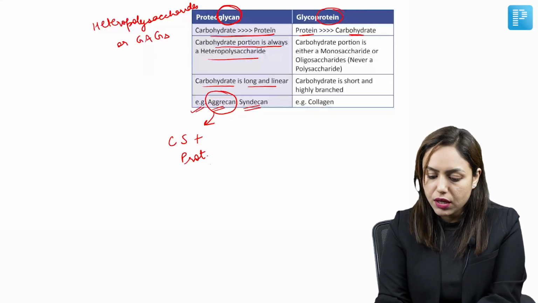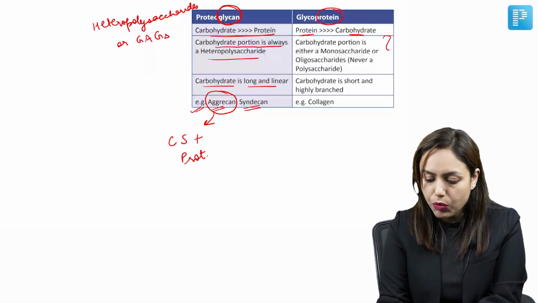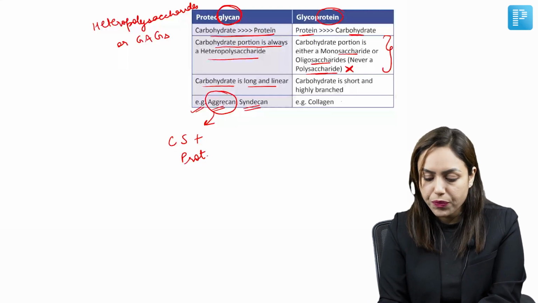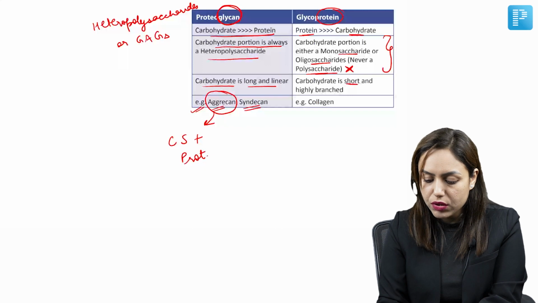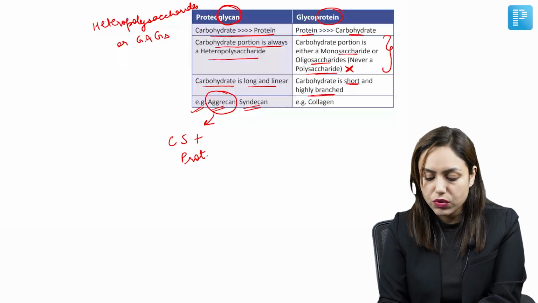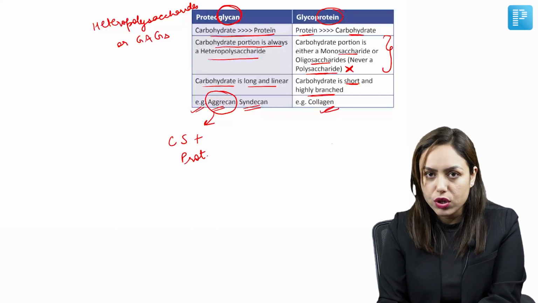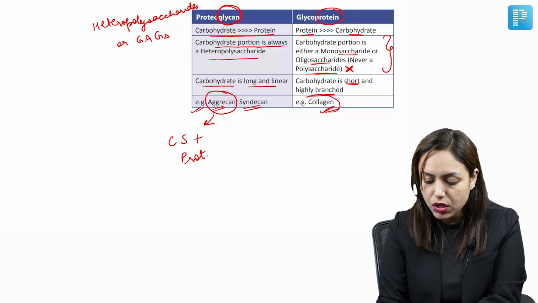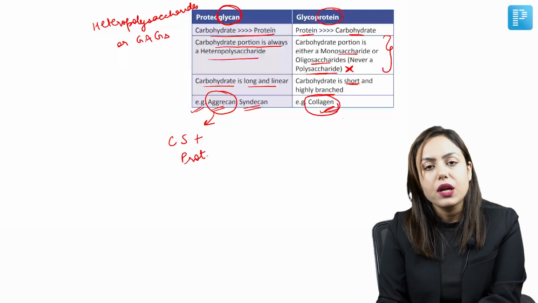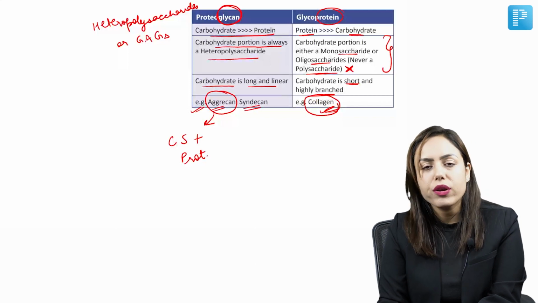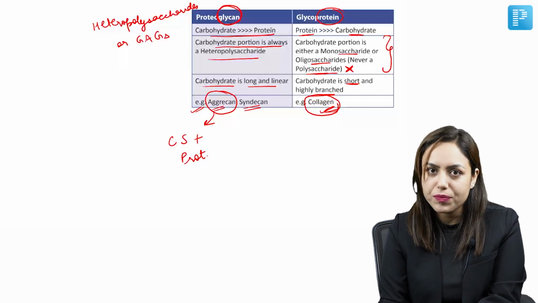On the other hand, let's do glycoprotein. Here, the carbohydrate portion is either a monosaccharide or oligosaccharide and never a polysaccharide. Okay, it is never a polysaccharide. Then carbohydrate here is short and highly branched. Okay, it is short and branched. An example is the fibrous protein collagen. Fibrous protein collagen, it is mainly a protein, but some portion of carbohydrate is attached to it. So it becomes a glycoprotein, right?